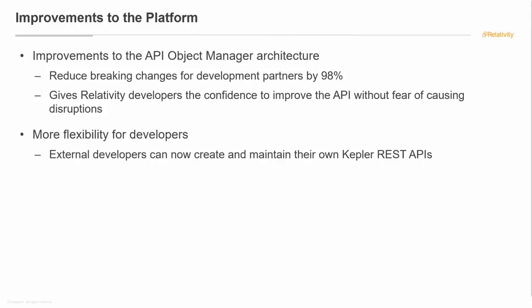so that any future bug fixes or improvements will no longer break and disrupt our development community, reducing breaking changes for our development partners by 98%. This is going to allow Relativity developers to have confidence on improving the API without fear of causing disruptions. External developers will now have the ability to create and maintain their own Kepler REST APIs.